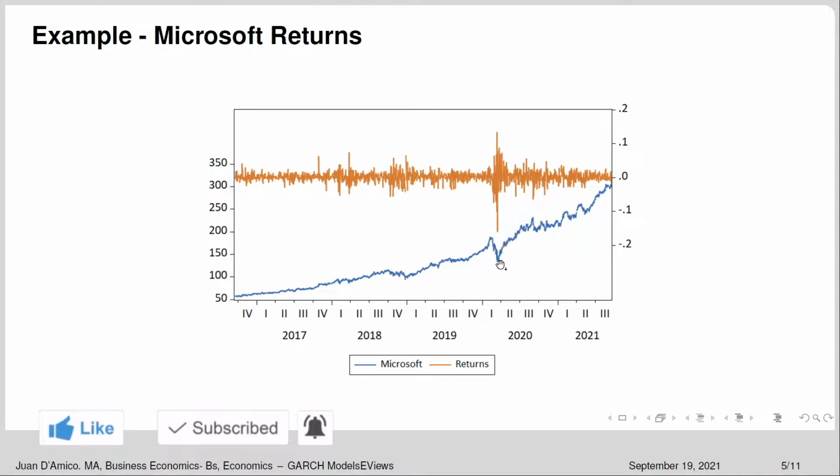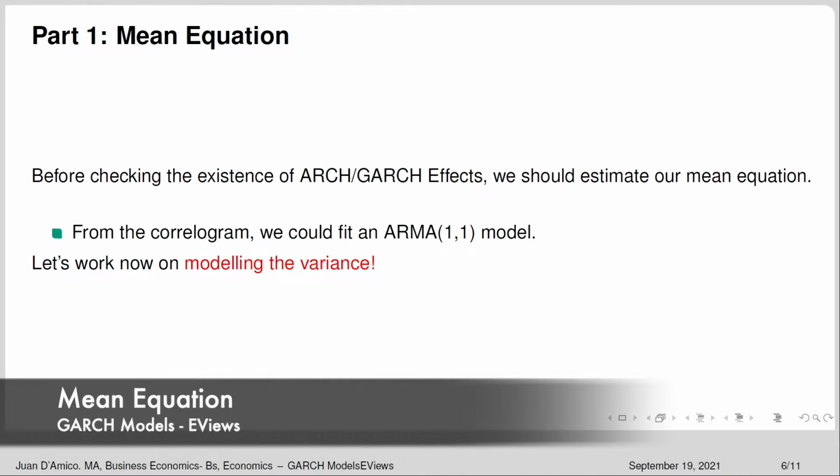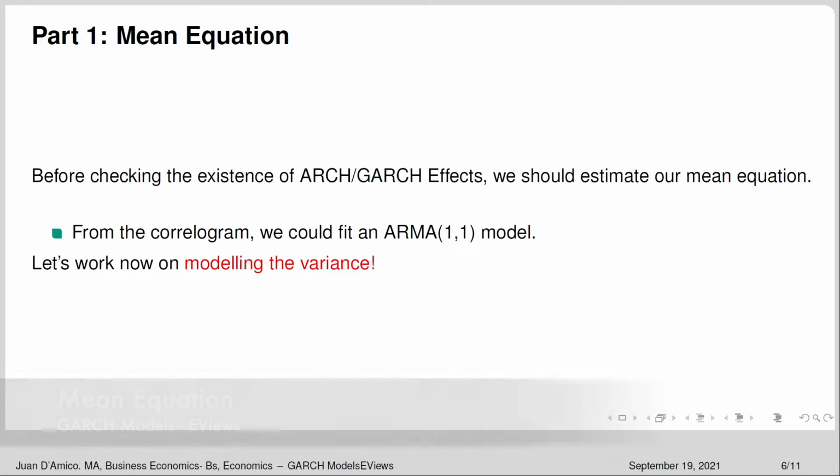So we can see that in 2020, there has been a significant drop at the beginning of 2020 due to COVID, and this is something that we will try to incorporate in our GARCH model. So how are we going to do this? Well, we're going to first start with our mean equation. Before checking for the existence of ARCH or GARCH effects, we should estimate our mean equation.